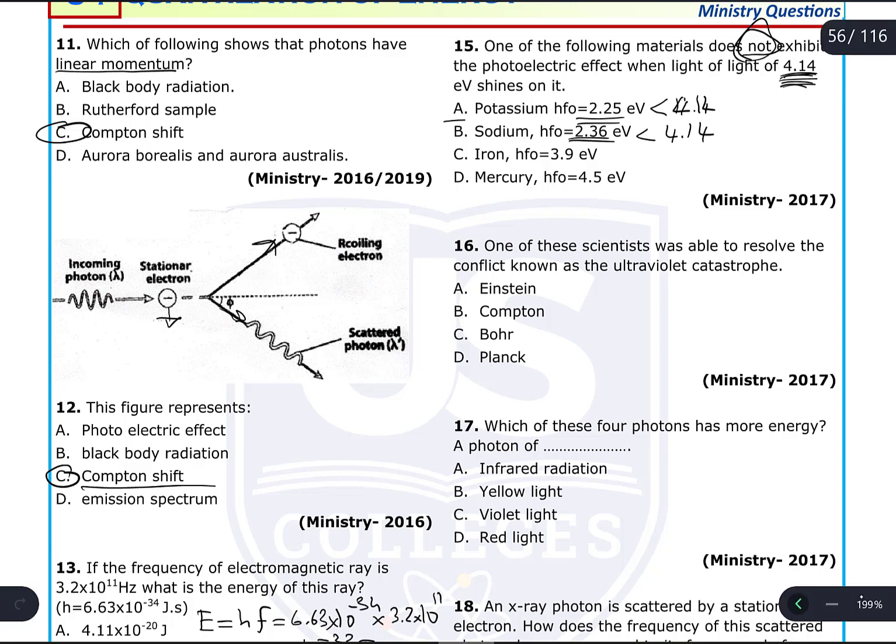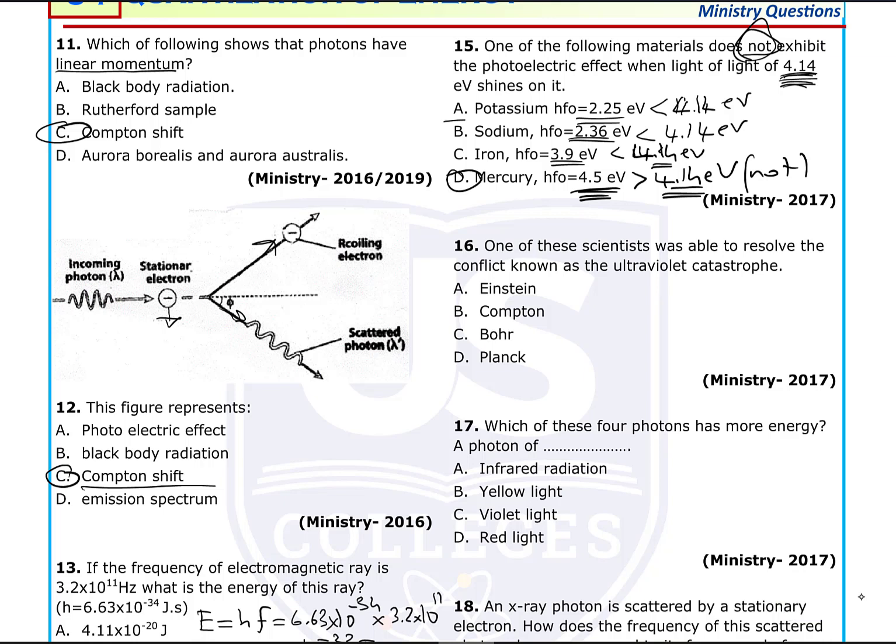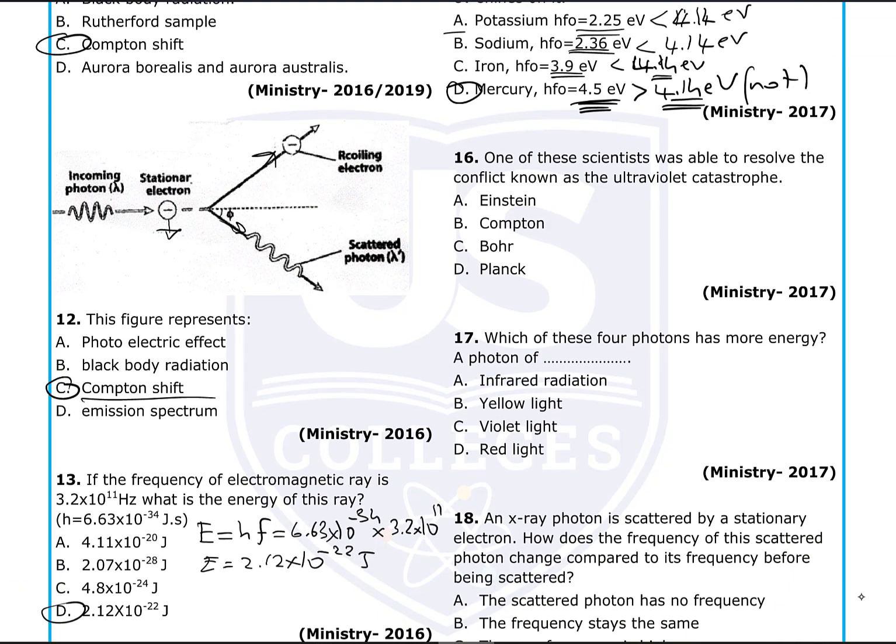It's not the answer because the question says not. 3.9 is less than 4.14 electron volt. So again, you can observe the photoelectric effect because the work function is less than the energy of the photon. But 4.5 electron volt is greater than 4.14 electron volt. As you see, the work function is greater than the energy of the photon. So in this case, you cannot observe a photoelectric effect. So this is the correct answer. One of these scientists was able to resolve the conflict known as the ultraviolet catastrophe. So Max Planck solved this conflict.